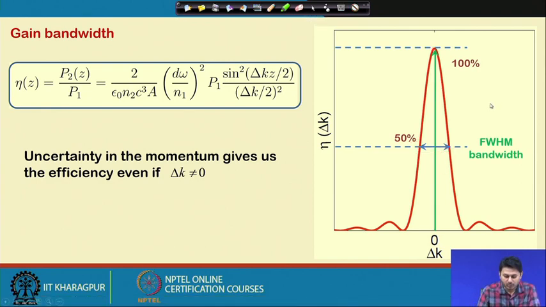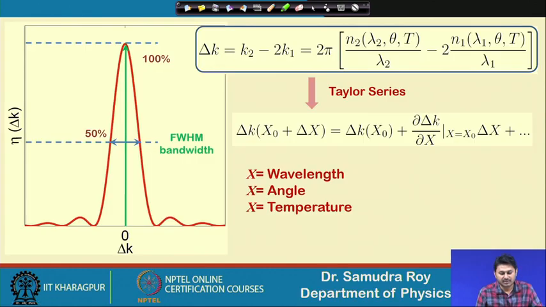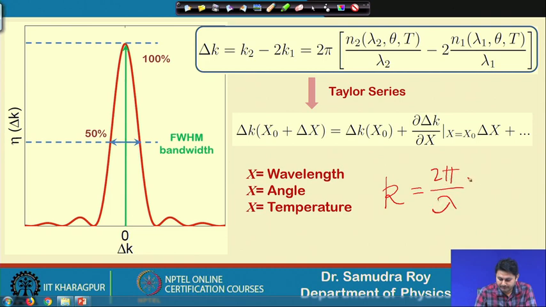Now, which are the parameters on which this depends? That is the important thing to understand. So, let us first see what is delta k. Delta k is k2 minus k1. k2 is the propagation constant. If I write this propagation constant in terms of refractive index, then k is 2 pi by lambda into refractive index. In free space n is 1.